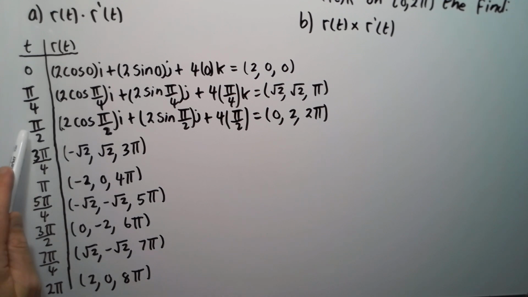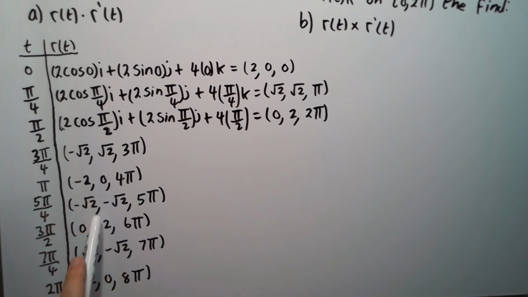Okay, so plugging into the points: 3 pi over 4, pi, 5 pi over 4, 3 pi over 2, 7 pi over 4, 2 pi. I'll let you check that you get these answers. Okay, so now let's start graphing our vector valued function.